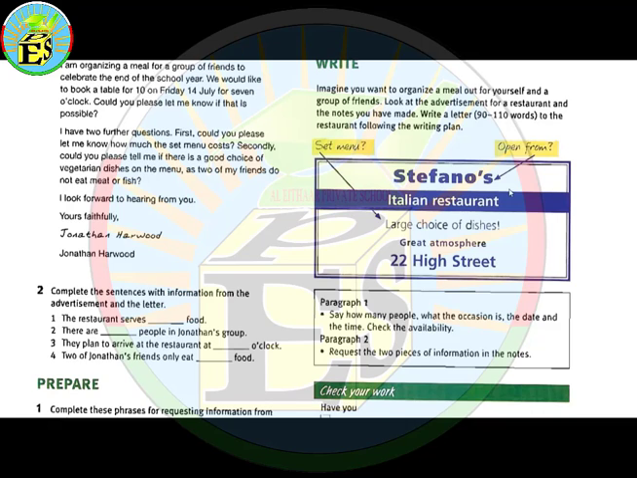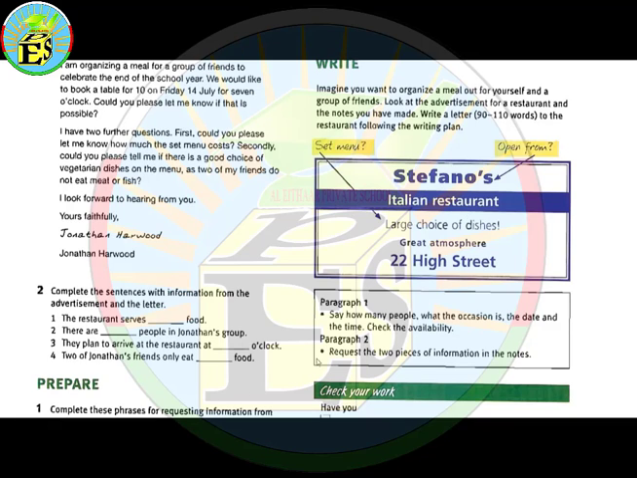The name of the restaurant is Stefano's. It's an Italian restaurant. And what you need to ask about is the set menu. You want to write a request asking about the set menu that they have. It's written here, large choice of dishes. And then you want to ask about the opening time. When are they going to open the restaurant?